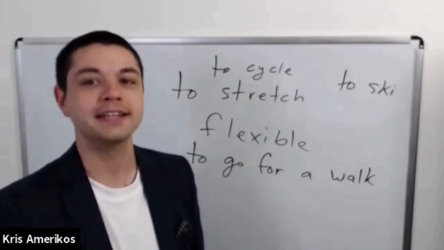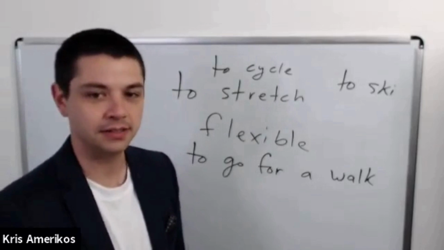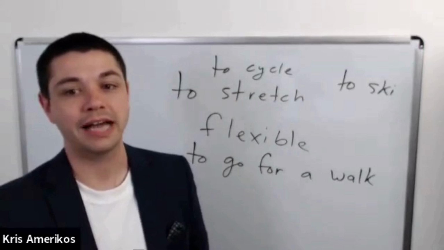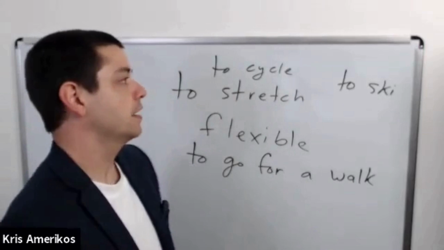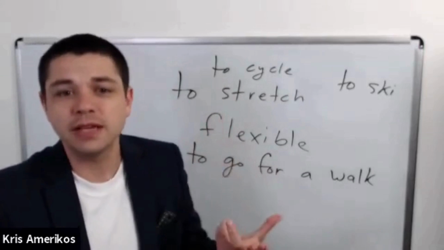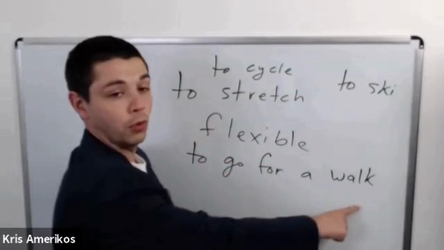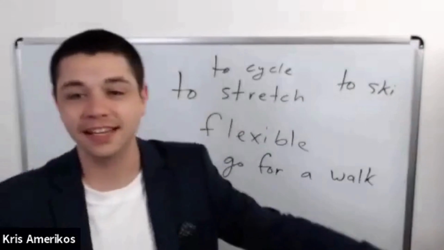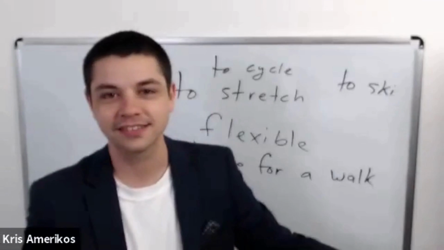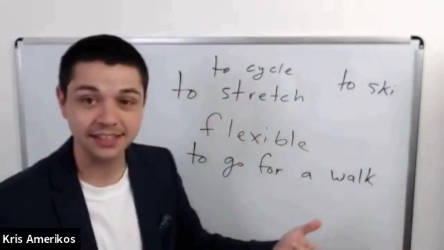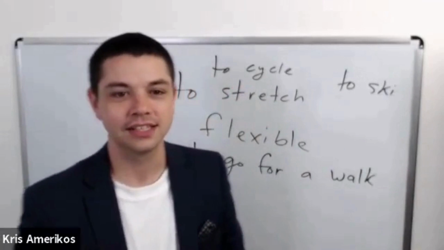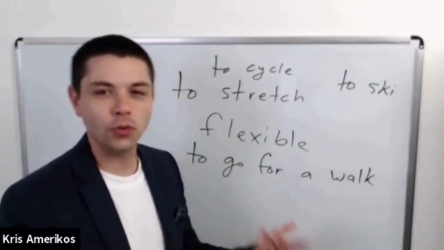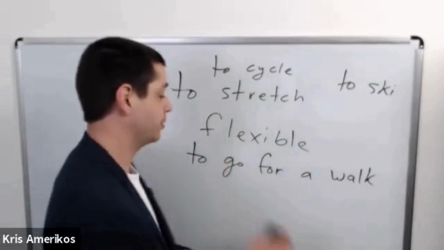Also, we might say to ride a bike or to ride a bicycle, right? Or we can just use the verb cycle. When we talk about sports and activities that are similar to sports, very often we have two ways that we can speak about it, right? Like we can say to go for a walk, or we can say to walk. We can say to go skiing or to ski, right? To go cycling or just to cycle. To stretch or to do stretching. And so there's usually more than one way that we can speak about these activities.